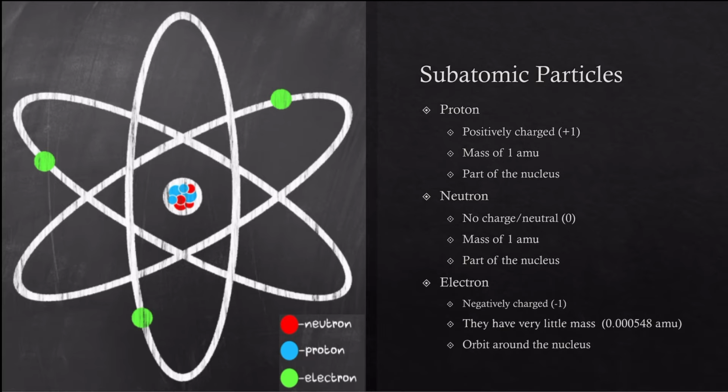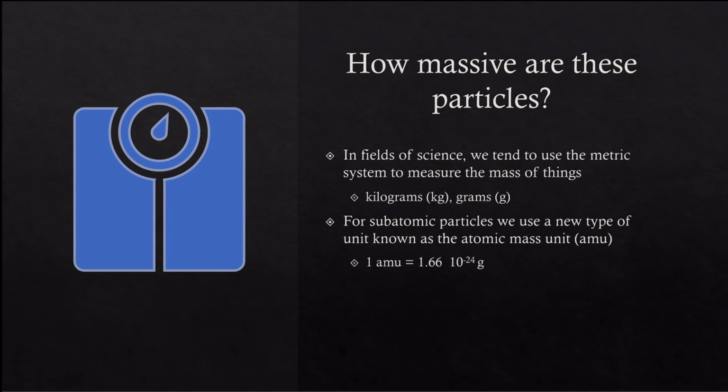So this is a quick review from last week's video, where we covered subatomic particles: protons, neutrons, and electrons. Now in today's video, we're going to be talking about the masses of these particles. The proton weighs 1 AMU, the neutron weighs 1 AMU, the electron weighs 0.00548 AMU. What does that kind of mean? So now we're going into this next part here. How massive are these particles?